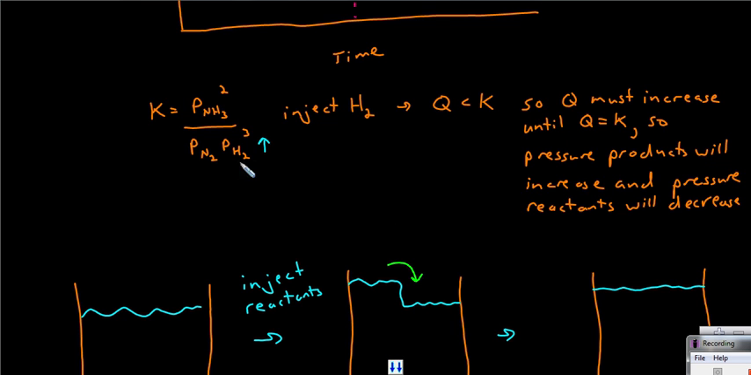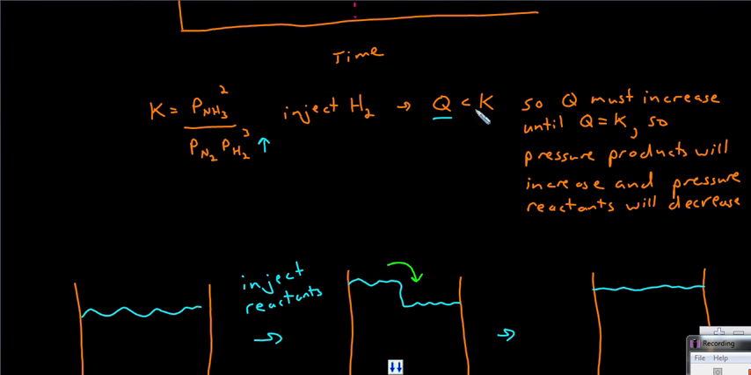Now, the reason that the system will relieve this stress is that though you had the system at equilibrium, by injecting hydrogen, you'll be increasing the concentration or pressure of this reactant. By doing that, by increasing the concentration or pressure of a reactant, you will decrease the value of the reaction quotient, Q, to the point where Q is now less than K.